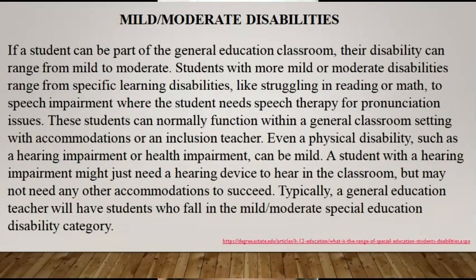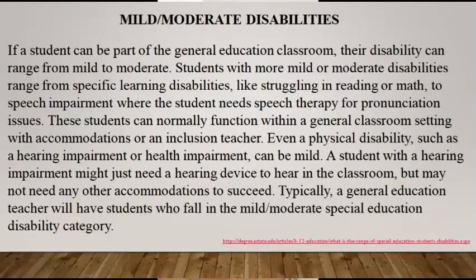Mild or moderate disabilities. If a student can be part of the general education classroom, their disability can range from mild to moderate. Students with more mild or moderate disabilities range from specific learning disabilities, like struggling in reading or math, to speech impairment, where the student needs speech therapy for pronunciation issues. These students can normally function within a general classroom setting with accommodation or an inclusion teacher.